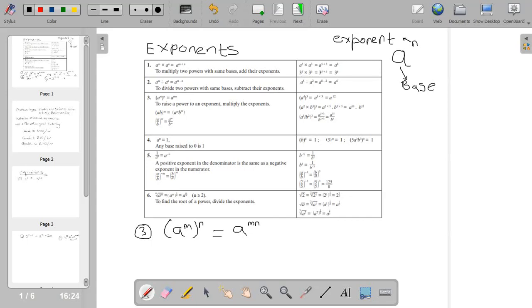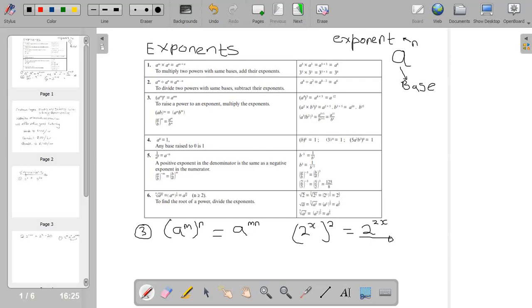So for example, if we have 2 exponent x all to the power 2, the answer would be 2 exponent 2x, because we say x times 2, which gives us 2x. So we multiply the exponents.